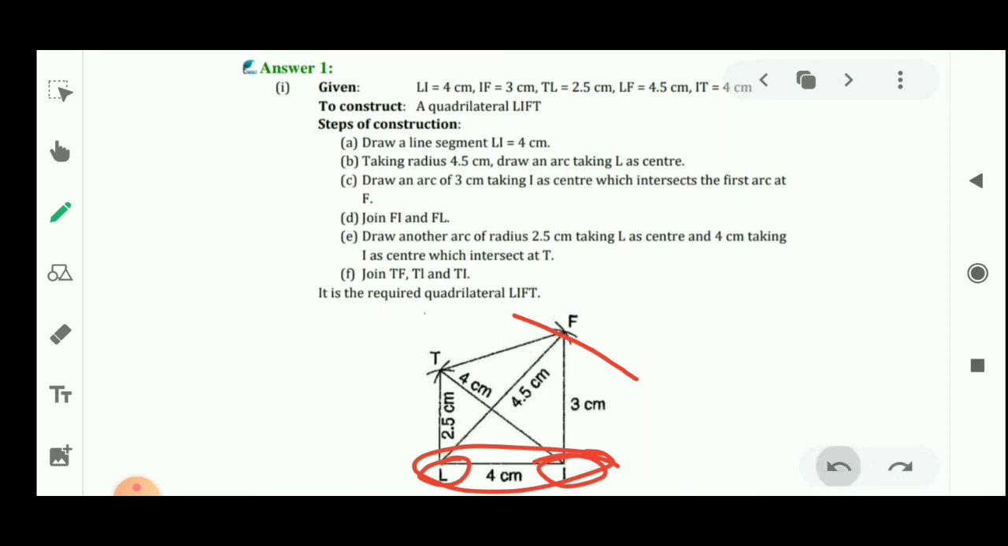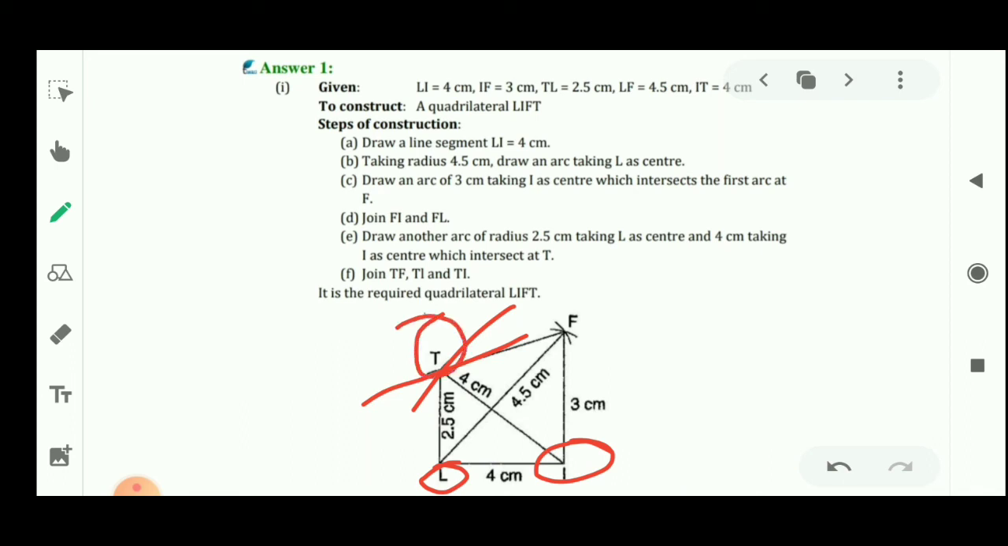Now friends, you have to again put your compass point on L and take the radius of 2.5 centimeter and draw an arc like this. Then you have to again put your compass point on I and take the radius of 4 centimeter and draw another arc like this, which cuts the previous arc at point T. Now students, you have to join LT and TI.